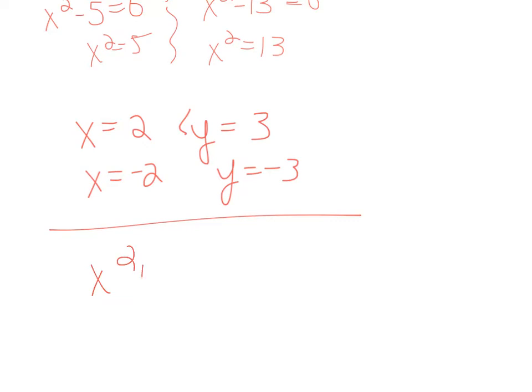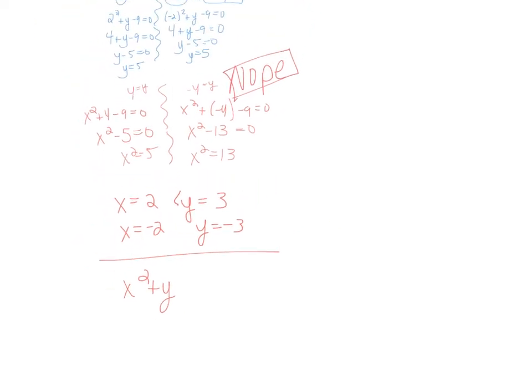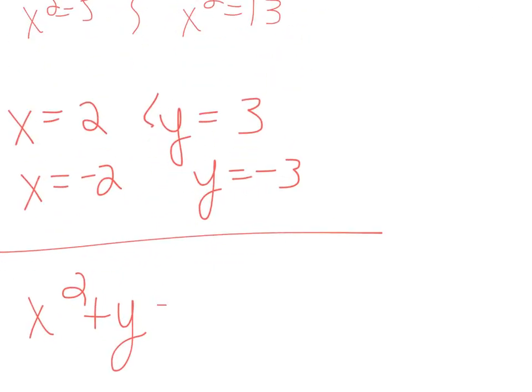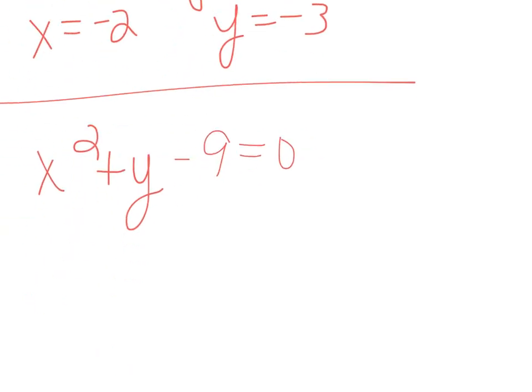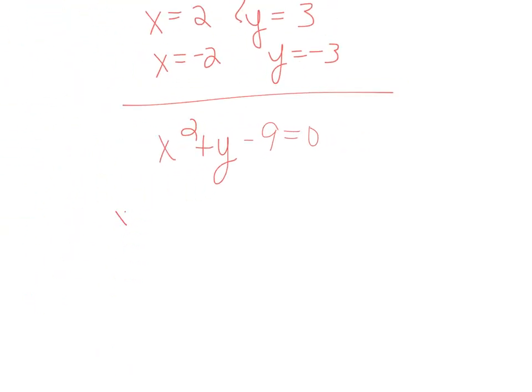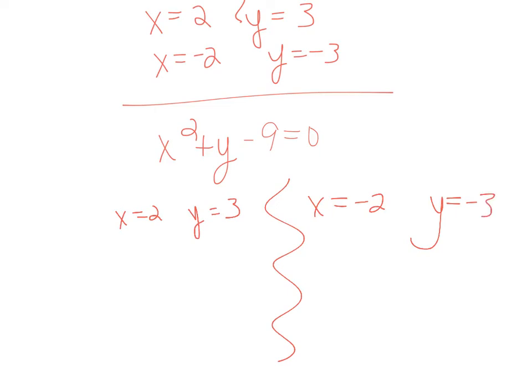So my original problem was x squared plus y minus 9 equals 0. Let's do x is 2 and y is 3, and then over here, let's do x is negative 2 and y is negative 3. Is this problem long? Yeah. Is it crazy hard? No. So if I plug in over here, I have 2 squared plus 3 minus 9 equals 0.